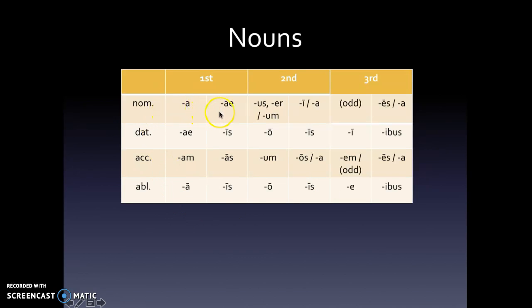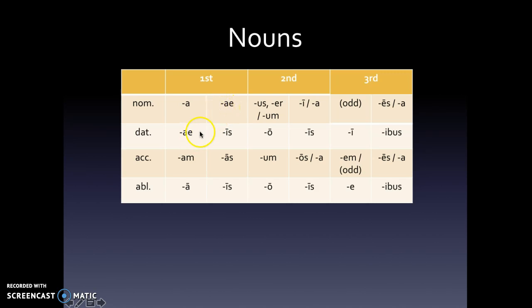Across the top here, we've got our nominatives. We've got our accusatives right here. And we have our ablatives. This is our new material, the datives. So we've got an AE in the first declension singular. It's going to be a little tricky because the nominative plural for the first declension is also AE.